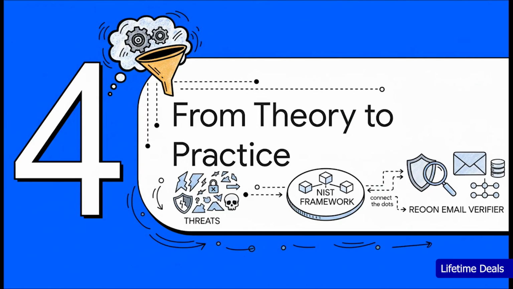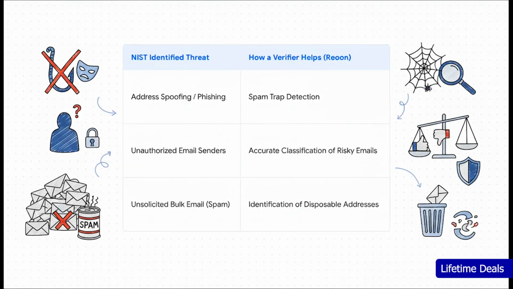But how does all this connect back to the practical tools we were talking about at the start, like that Reoon email verifier? Let's connect the dots between those big threats that NIST identified and the features that actually solve them. This table really lays it all out. The big threats that keep the folks at NIST up at night, spoofing, phishing, spam, are precisely what a modern email verifier is built to fight.